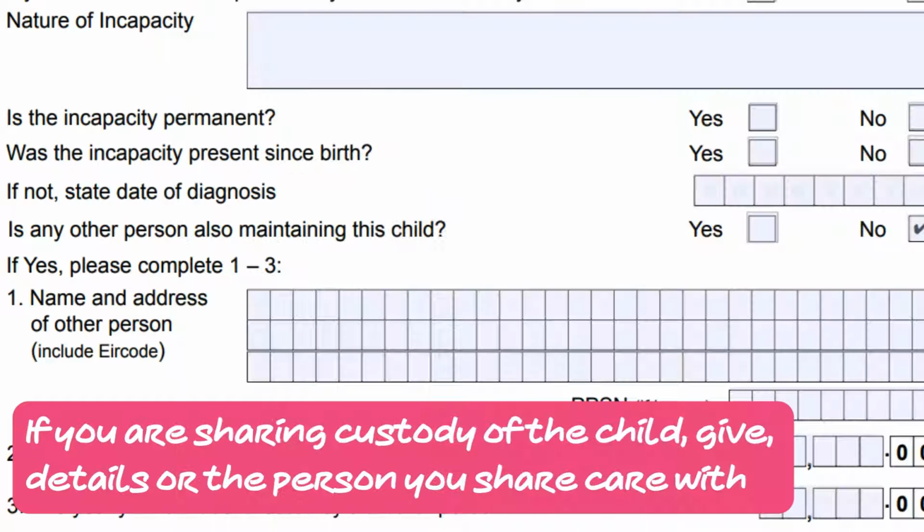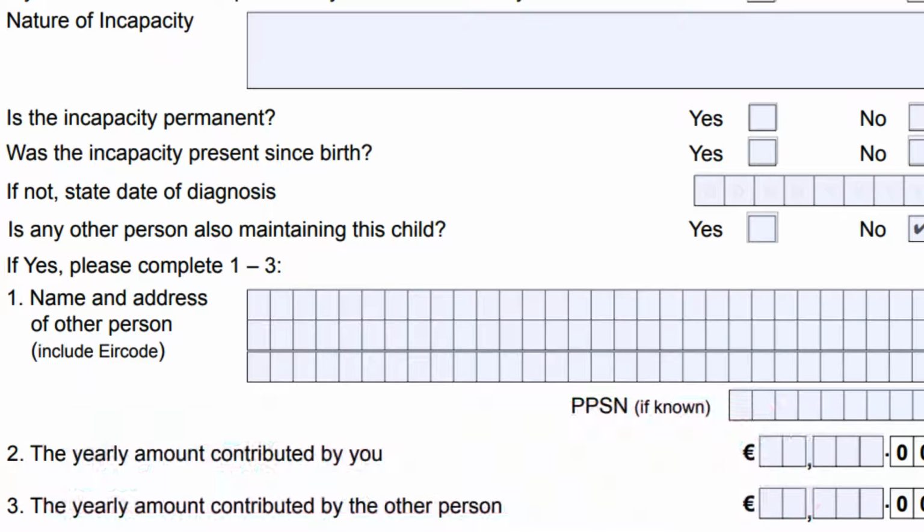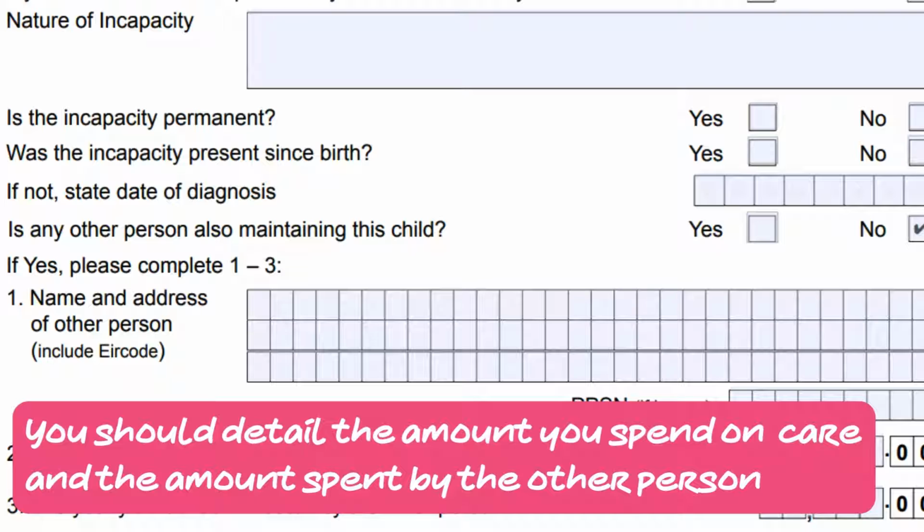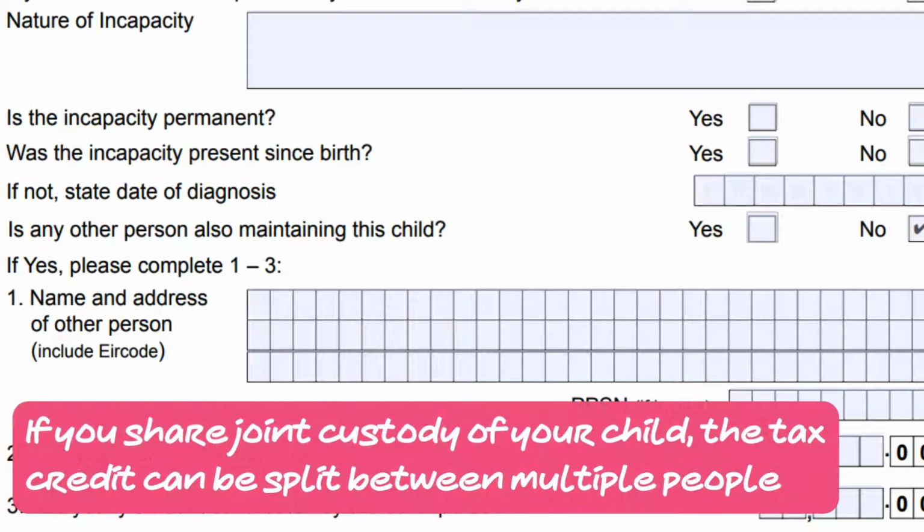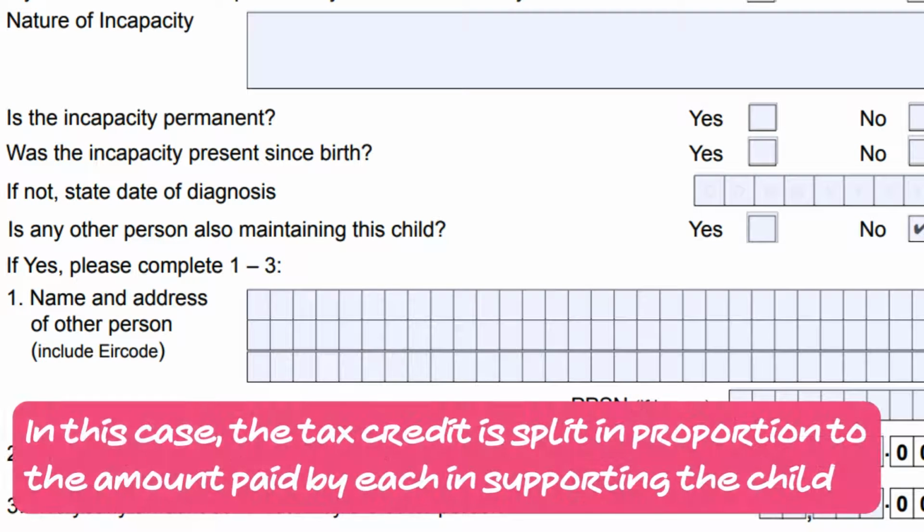Step 4. If you are sharing custody of the child, give details of the person you share care with. You should detail the amount you spend on care and the amount spent by the other person. If you share joint custody of your child, the tax credit can be split between multiple people. In this case, the tax credit is split in proportion to the amount paid by each in supporting the child.